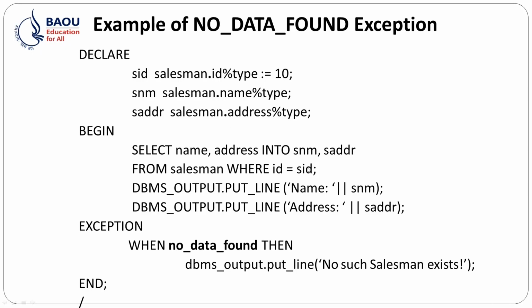If the SID value 10 is matched, then it will print. But here, in the salesman table, ID has no value 10. So it will generate no data found. There are no records for SID 10, so it will generate an exception. If you have not included this exception section, then it will generate an error. If you included this exception section, then it will execute normally and successfully and print that no such salesman exists.